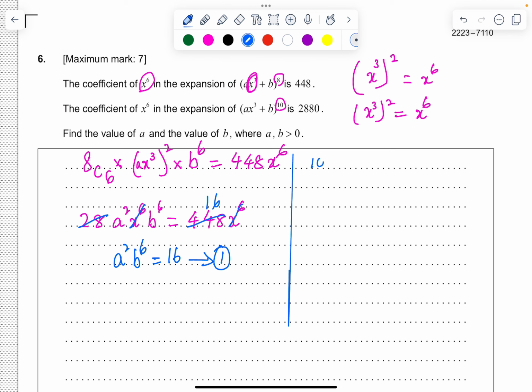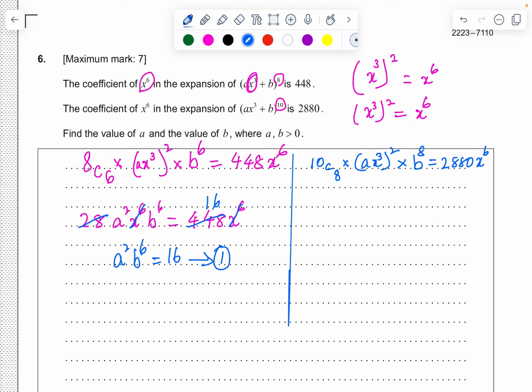Second equation, 10C6. This one also has the same sixth term, x to the power of 6. So it's going to be the same 10C6 times (ax cubed) whole squared times... sorry, this is 10. So we need to look for it: if this is 2, r is going to be 8. So b to the power of 8 is equal to 2880 x to the power of 6.